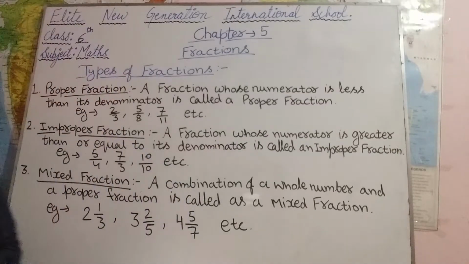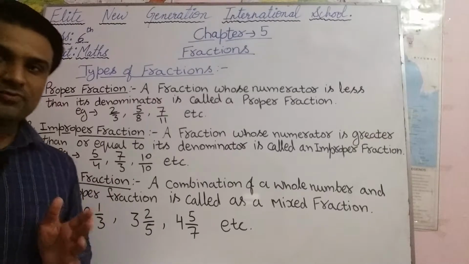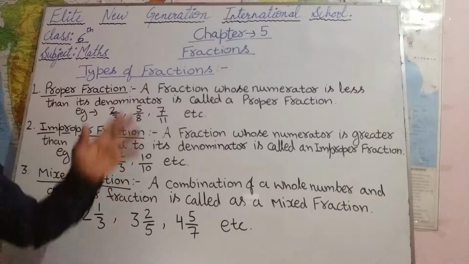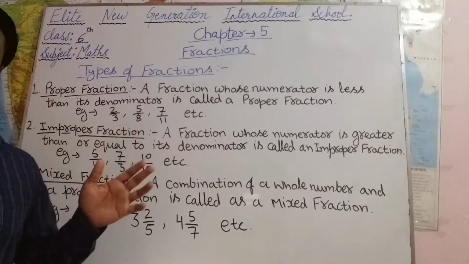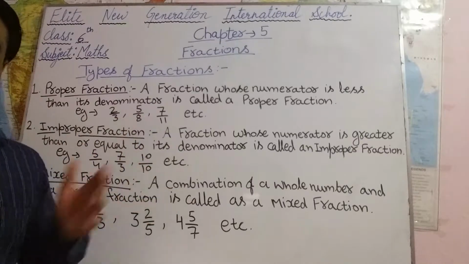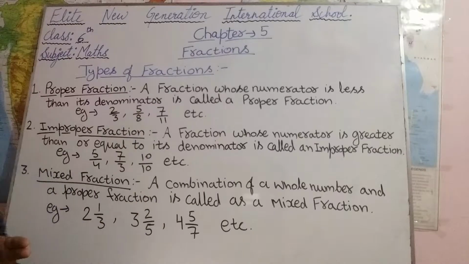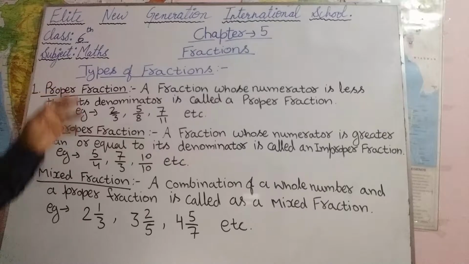Today we are going to start a new chapter, that is chapter Fractions, chapter number 5. Before this we have discussed fractions. What are fractions? Fractions are numbers which have a numerator and a denominator, and today we will discuss the types of fraction. Here first, that is proper fraction.